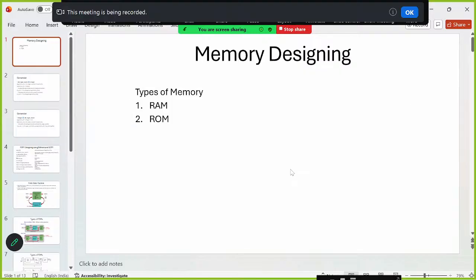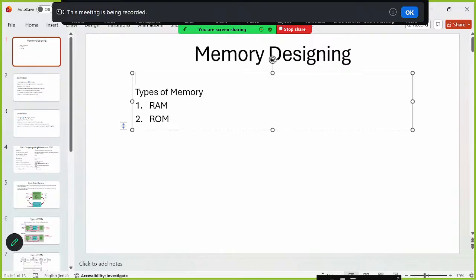But apart from that, there are several other memory types also, like FIFO memory, first in, first out memory. Similarly, last in, first out memory is also there. Right. However, in this course, we'll focus on the RAM and ROM designing only. Okay, how they work and how they can be designed.